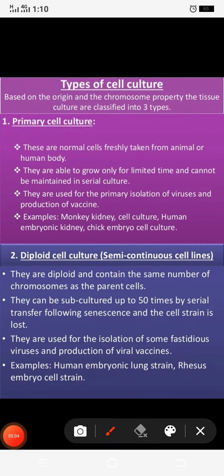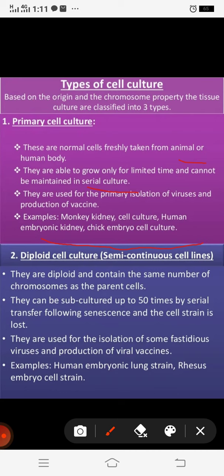Now, what are the types of cell culture? Based on the origin and the chromosomal property, tissue cultures are classified into three types. Number one is primary cell culture. These are normal cells freshly taken from the animal or human body. They are able to grow only for a limited time and cannot be maintained in serial culture. They are used for the primary isolation of viruses and production of vaccines. Monkey kidney cell culture, human embryonic kidney, and chicken embryo cell culture are the major examples.